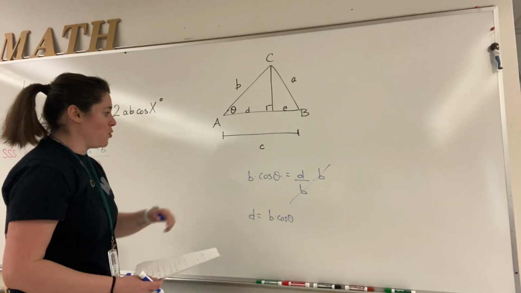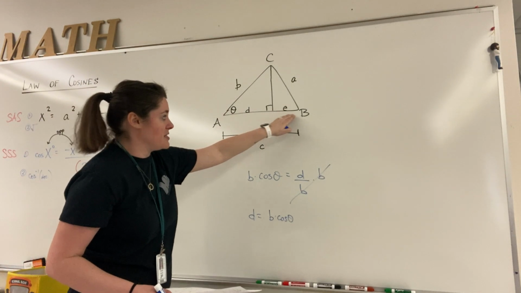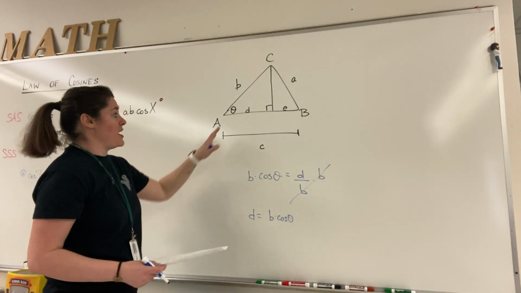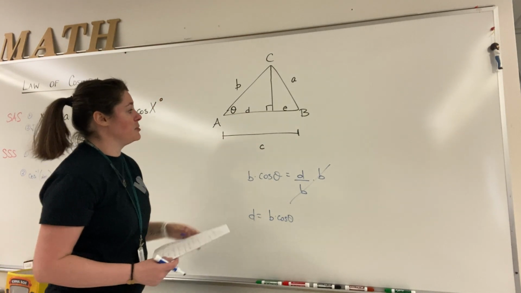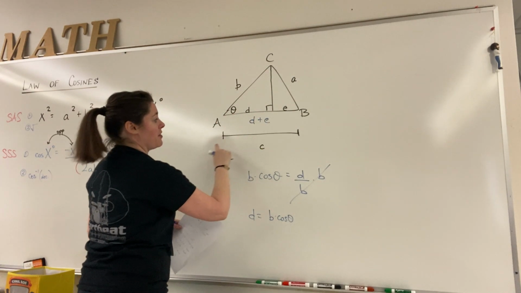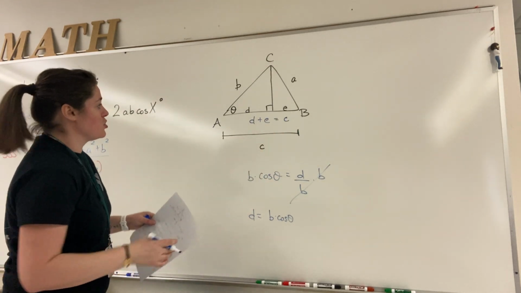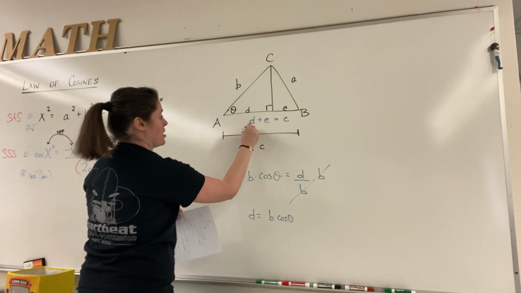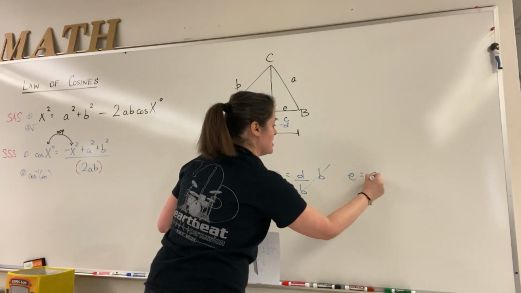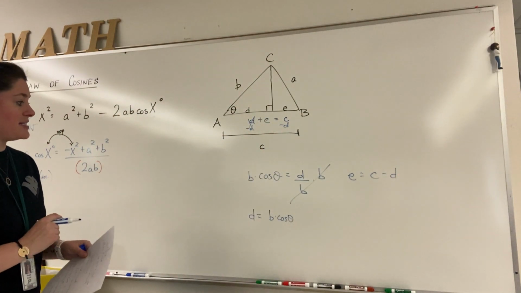All right, so what else? Well, this length of E, it's on its own, but I could also write E based on C and D, because put together, D plus E, if I add those two together, that is equal to the entire length of C. So if I just want E by itself, I'm going to subtract D off of both sides. So I could say E equals C minus D.